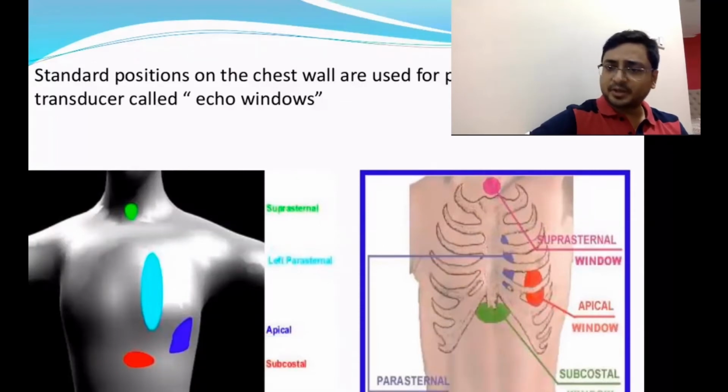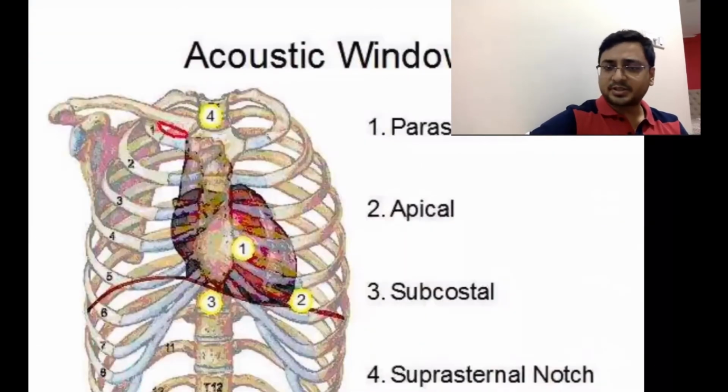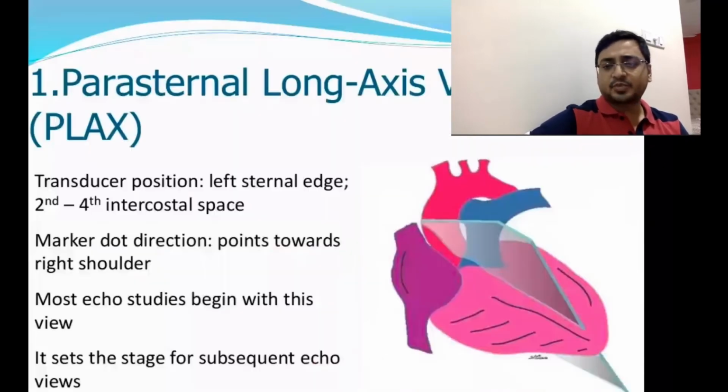One is the suprasternal window, above the sternum. Then there are the left parasternal, apical, and subcostal windows. Apart from that, there are several other windows, but these are the most commonly used. The parasternal window has long axis and short axis views. Then there is the apical window from the apex of the heart, then the subcostal window and the suprasternal window.